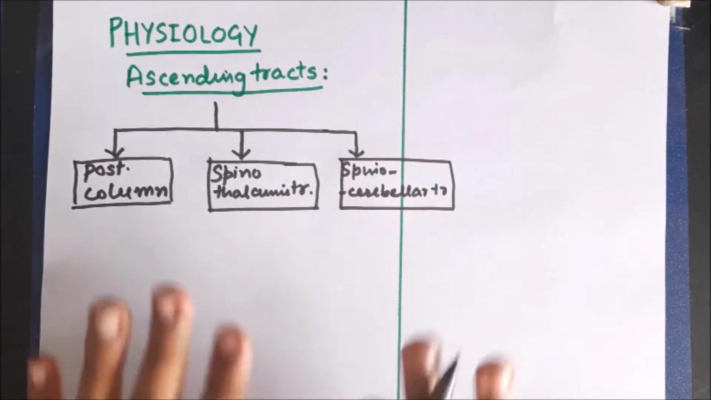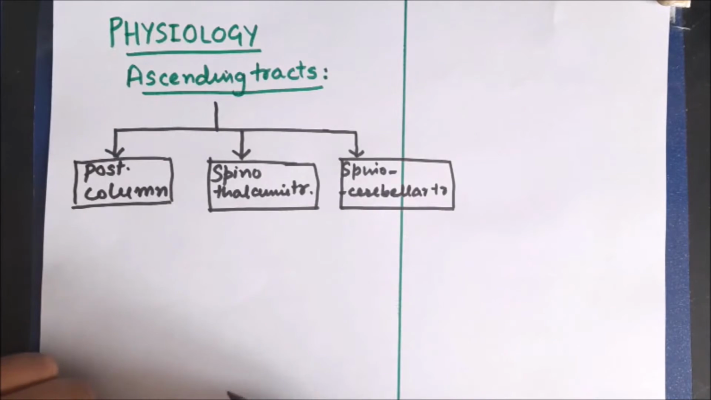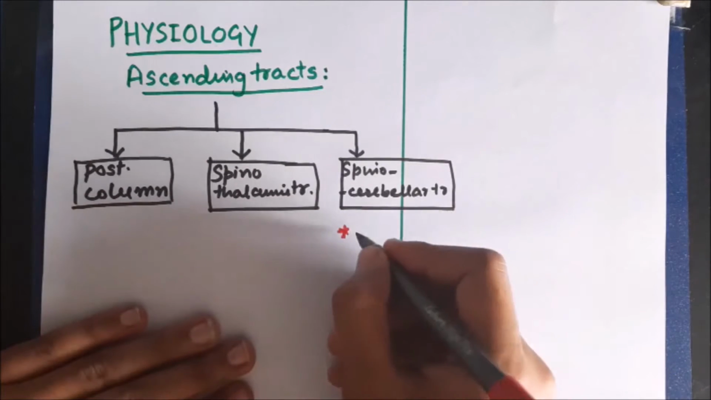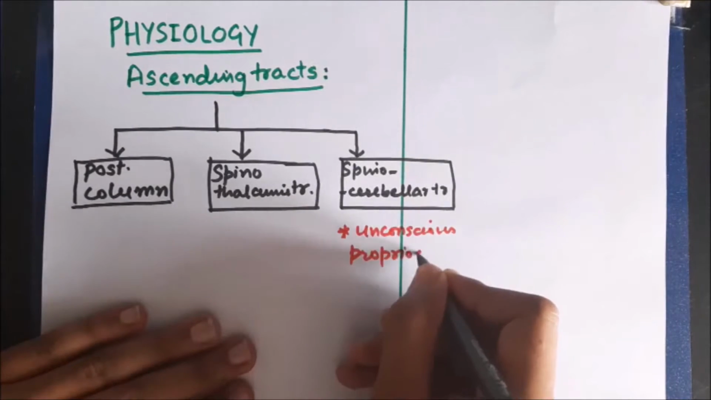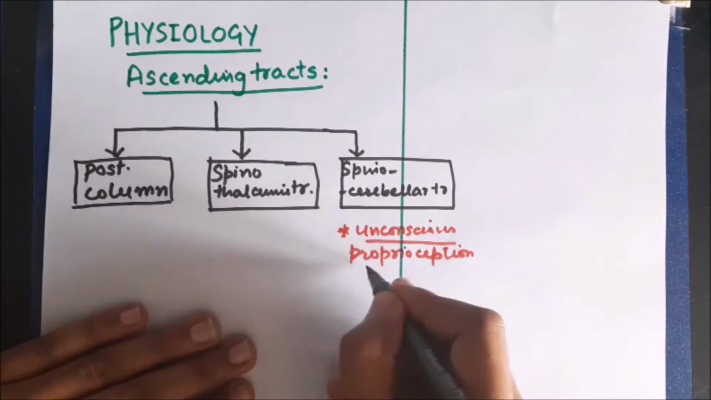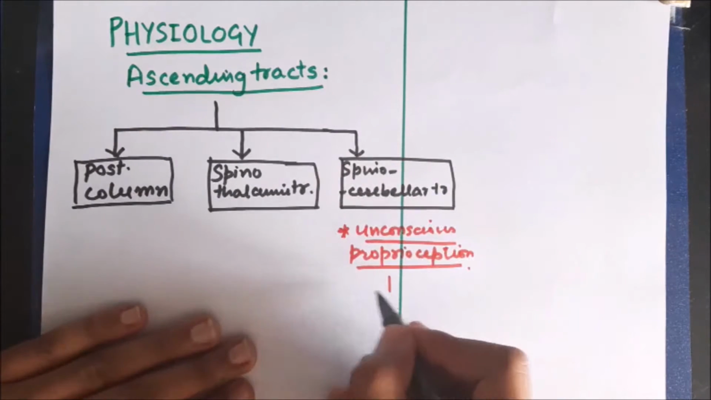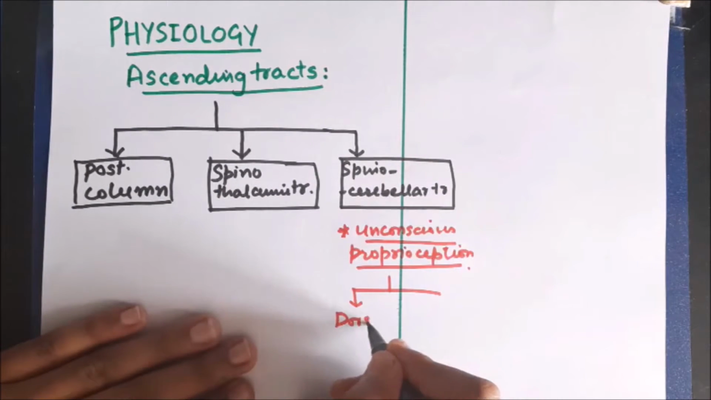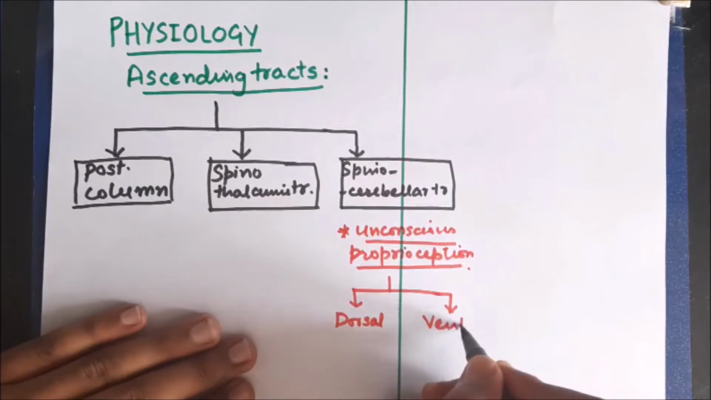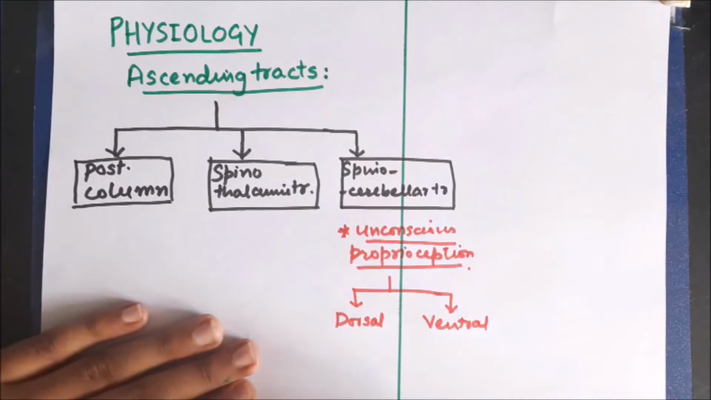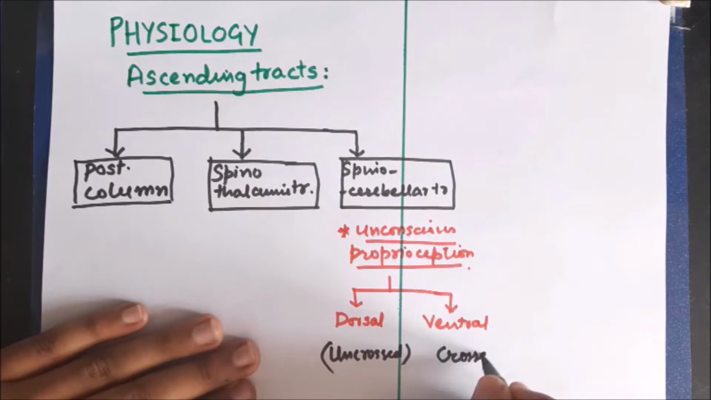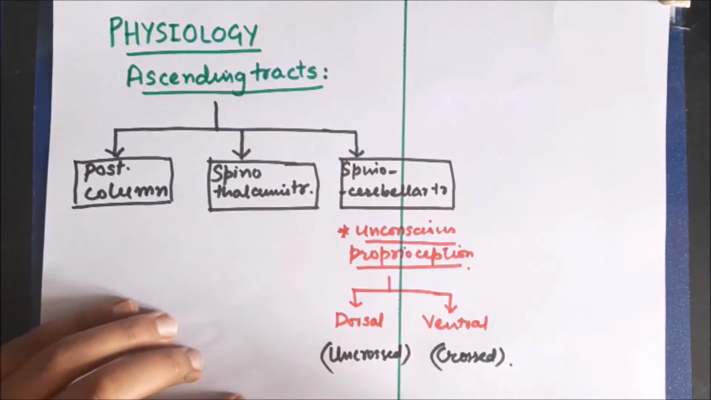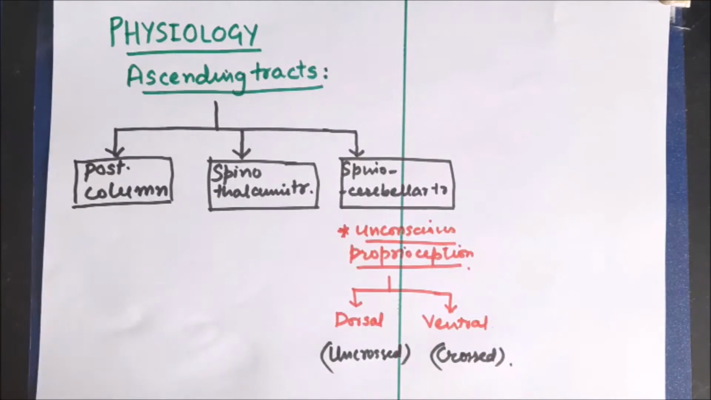The spinocerebellar tract plays a very important role in unconscious proprioception. Conscious proprioception is a function of the posterior column. So the sensations of unconscious proprioception are carried by spinocerebellar tracts, and these tracts are of two types: dorsal spinocerebellar tracts and ventral spinocerebellar tracts. The fibers of the dorsal spinocerebellar tracts are uncrossed, whereas the fibers of the ventral spinocerebellar tracts cross. So dorsal is uncrossed and ventral is crossed.